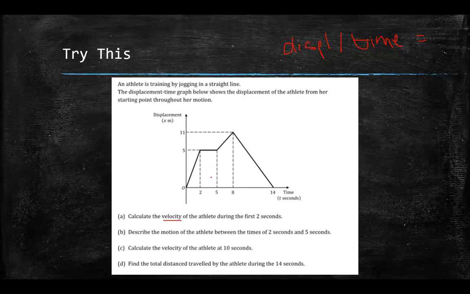Can I just read it off, or do I need to calculate something? Calculate. Calculate what though? What am I calculating to find the velocity? Gradient, yes. So velocity is the gradient of a displacement time graph. If they want the velocity of the athlete during the first 2 seconds, from 0 to 2, I need to find the gradient of this line. The gradient of this line would give me the velocity.